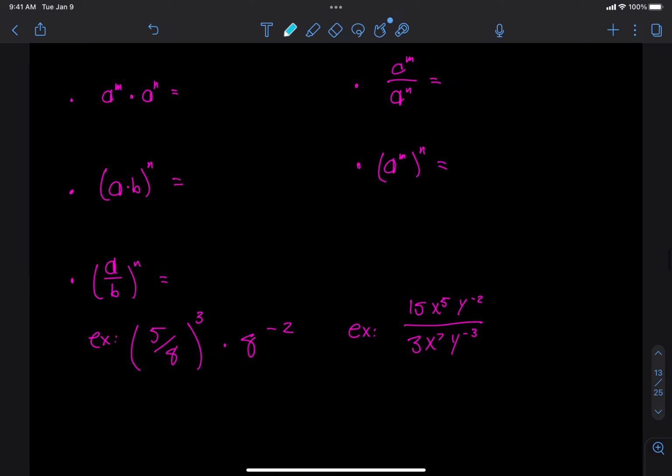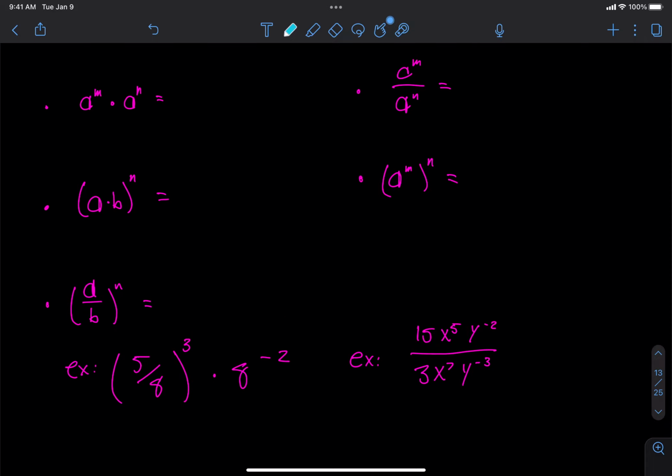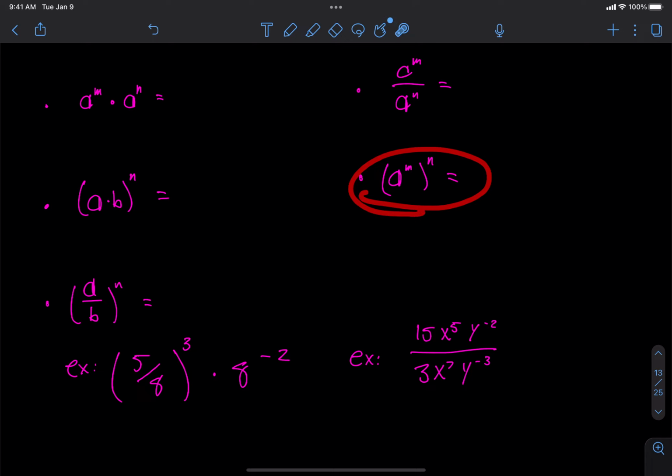Okay, now for the confusing ones, which I tend to have a lot of students get mixed up sometimes: how do we combine a to the something times a to the something else, or a to the something divided by a to the something else, and then also a to a power, and then we take that whole thing to another power.